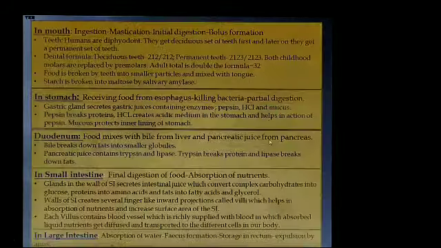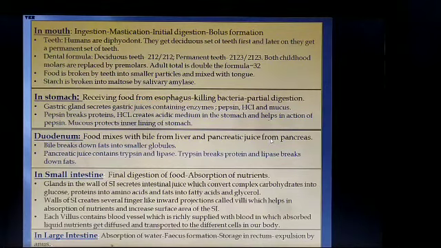Alright, let's see what happens in our body. When the food is eaten, my dear children, first of all, what events do we notice in the mouth? In the mouth, we see the following events. First, ingestion. Ingestion means taking in of food. Then takes place mastication. Mastication means chewing of food and converting the solid into semi-solid.